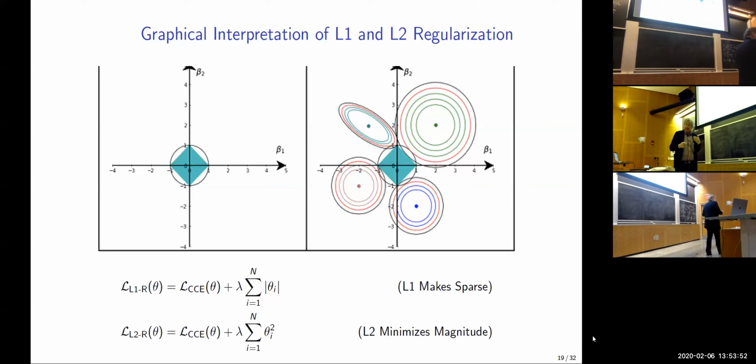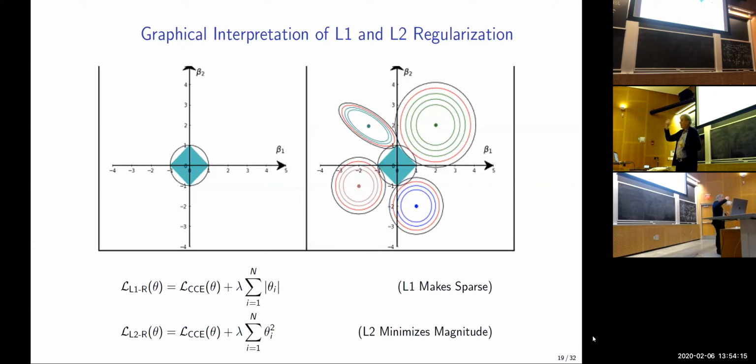And so what happens then is that L2 loss is minimizing the magnitude of all of the weights, whereas L1 loss is trying to sparsify the weights and force one or more of them to zero based upon this interpretation, okay? So before I press forward, are there any questions about this?